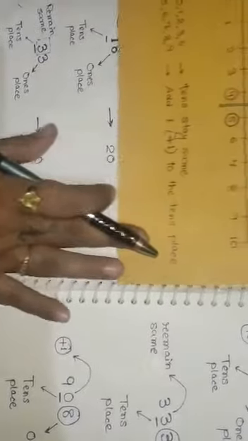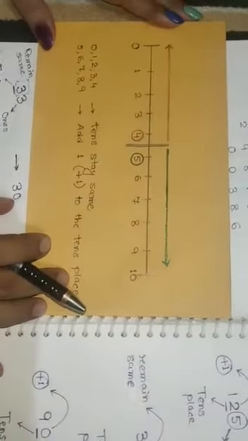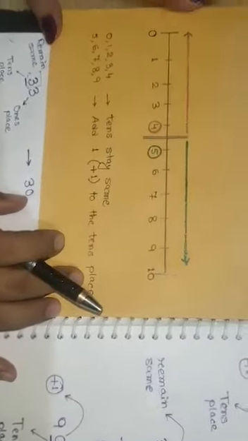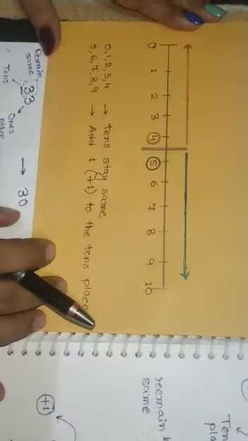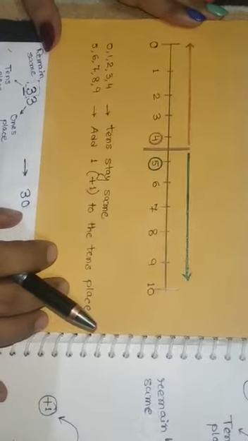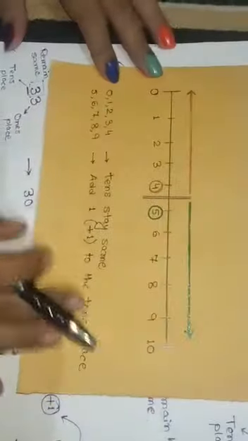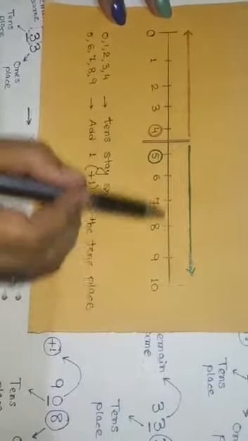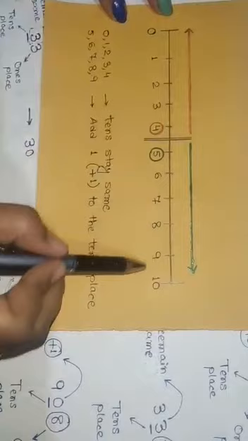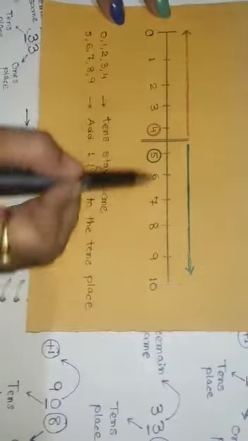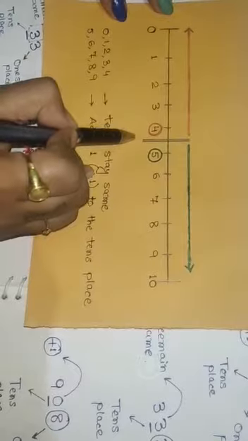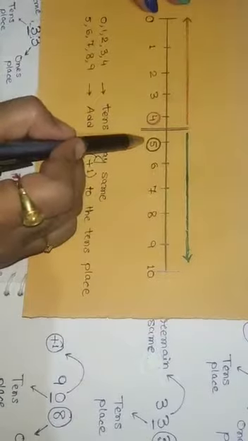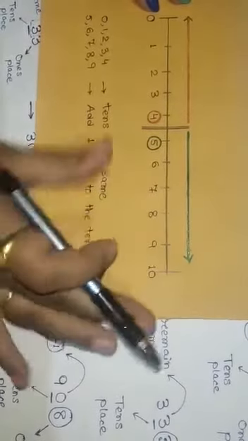For this one, see this chart carefully. Try to understand this properly, as this is a new topic for you all. In this rounding of numbers, I had made a chart like this, a line where I had written numbers from 0 to 10. I had divided these numbers in halves as 0, 1, 2, 3, 4 in one part and 5, 6, 7, 8, 9, 10 in the other.